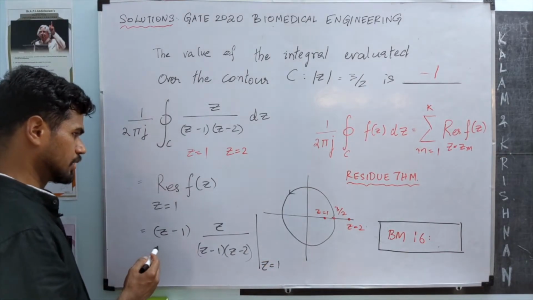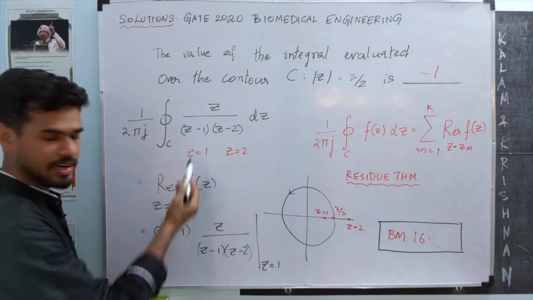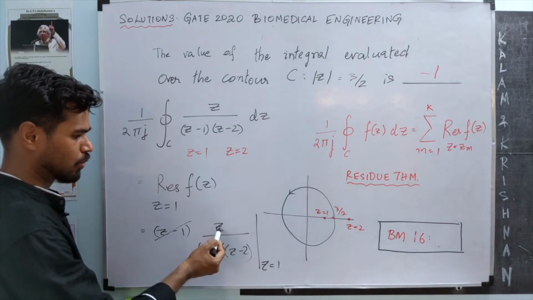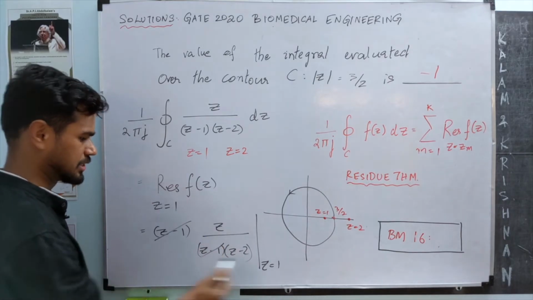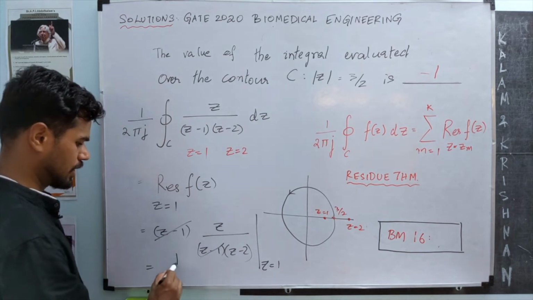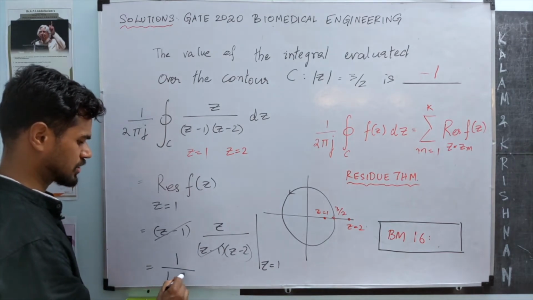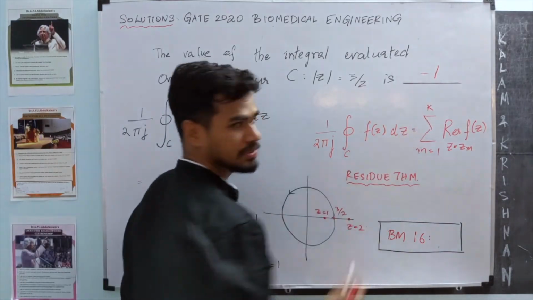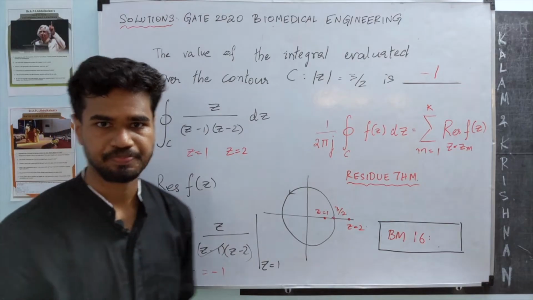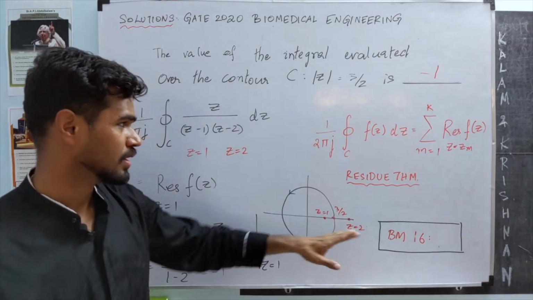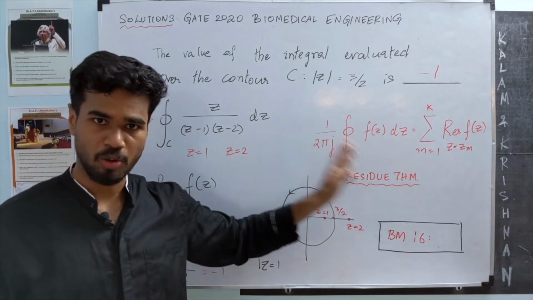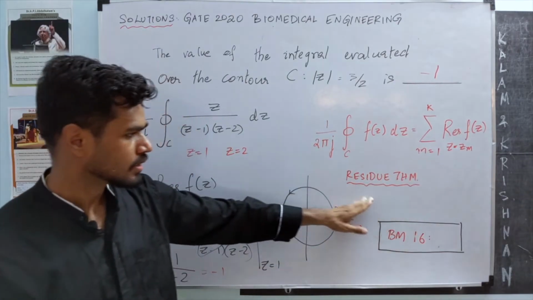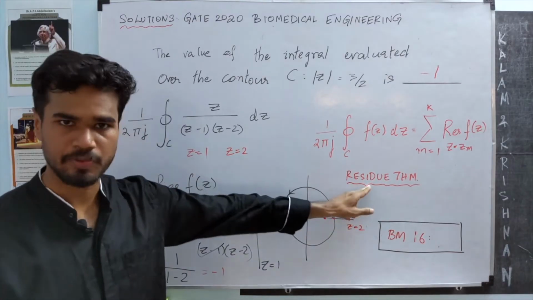This singularity is a simple singularity, so multiplying by this will help us get rid of it, and now we can evaluate z by z minus 2 at this particular value, which is 1, so z is 1 by 1 minus 2, and this becomes minus 1, which is the answer. Okay, it's a very simple problem, and in fact one of the easiest problems from complex numbers, analytical functions. Just make sure you know how to apply the corresponding theorems, in this case the residue theorem.